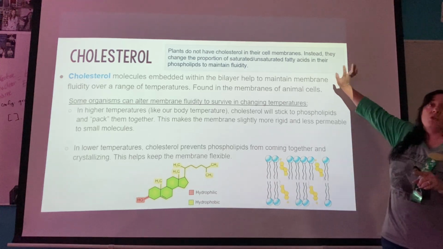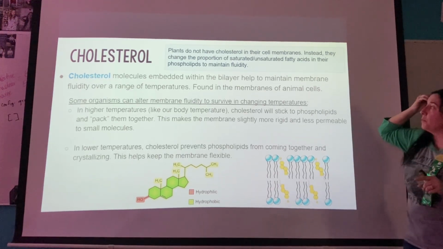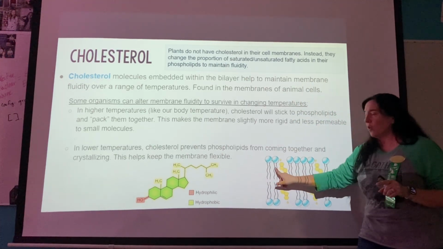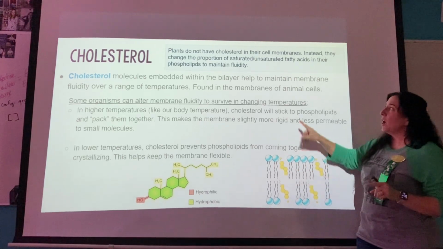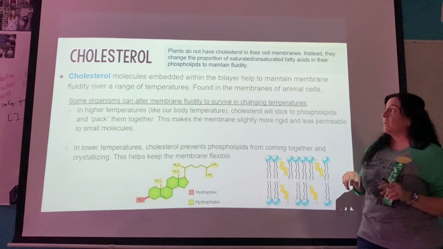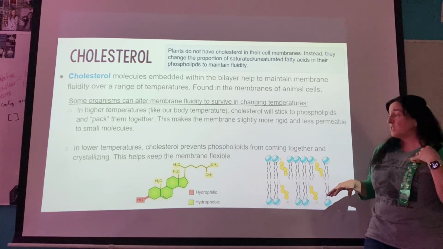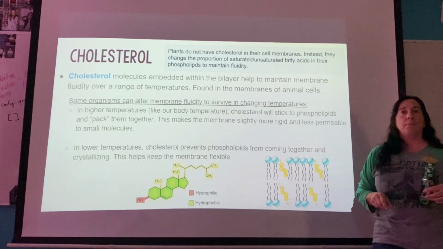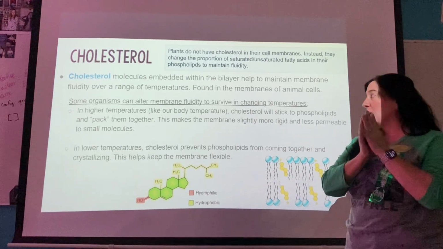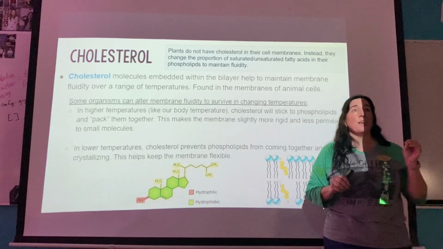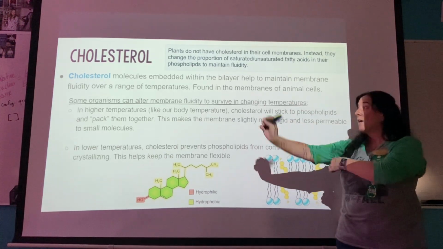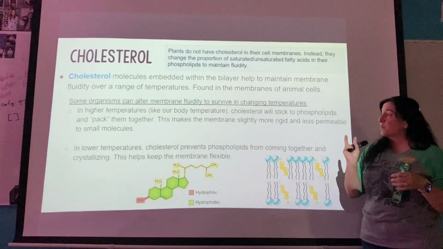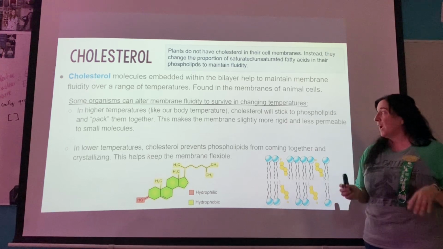All right, so plants do not have cholesterol in their cell membranes. So basically, they just have more of the little legs kinking off to the side. They have more of the unsaturated versus saturated fatty acids to help with that fluidity. For us humans and other animal kingdom organisms, we have that cholesterol embedded into the cell membrane to help increase fluidity. Now, organisms can alter the amount of fluidity that their cell membranes have. Like right here, if it's too hot, then cholesterol can help stick to phospholipids and pack them in closer and closer together.